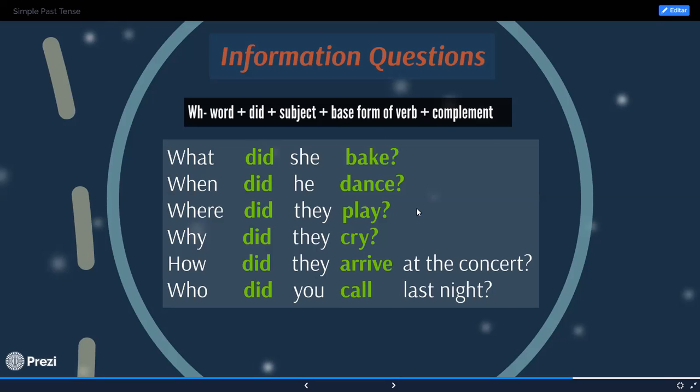Vaya, cabe aclarar que no todas las preguntas va a haber complemento, ¿verdad? Por ejemplo, tenemos, what did she bake? When did he dance? Where did they play? Why did they cry? How did they arrive at the concert? And who did you call last night? ¿Ustedes se dan cuenta? Algunas no tienen complemento, pero hay otras que sí, o sea, no en todas las preguntas pueda que sea necesario. ¿Okay? Hasta acá. ¿Alguna duda?